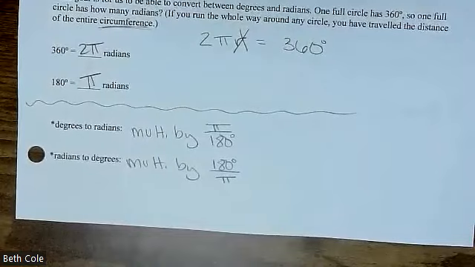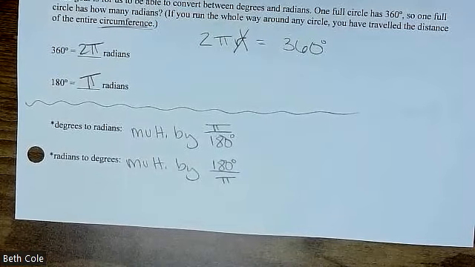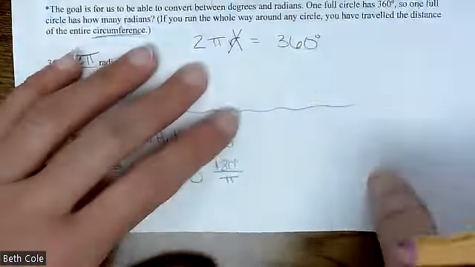You will not be able to mess that up because the pi's won't cancel if you have it the wrong way. Also, the one that you're trying to turn it into goes on the numerator. So if you're trying to turn it into degrees, the 180 degrees goes in the numerator. If you're trying to turn it into radians, the pi goes in the numerator. Okay. This next page, we're just going to practice the heck out of doing our conversions.